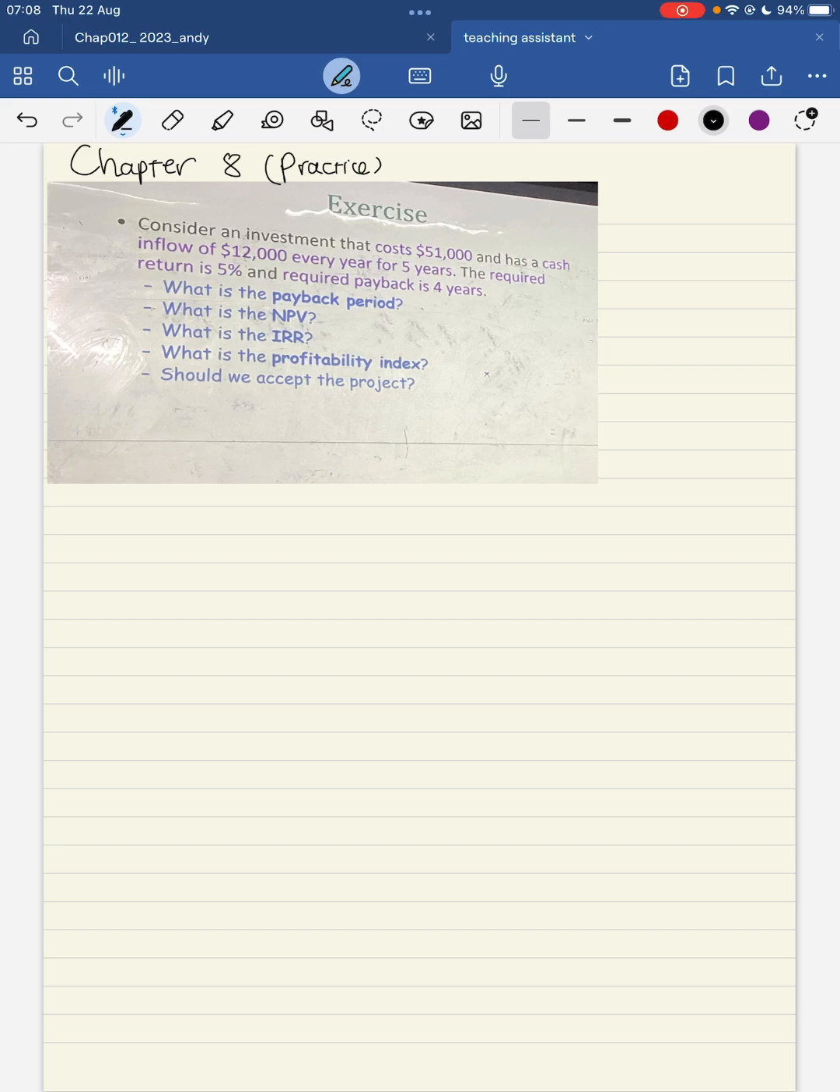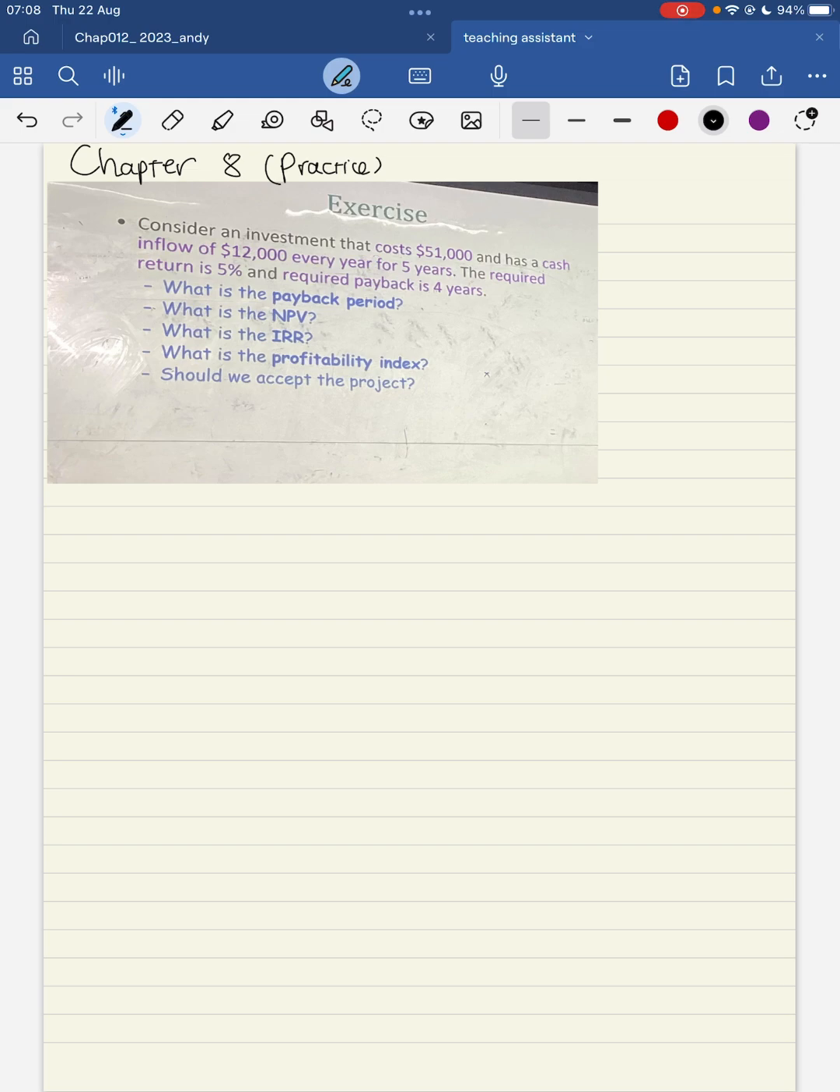Question 1. What is the payback period? Question 2. What is the NPV? Question 3. What is the IRR? Next, we have what is the profitability index? And finally, should we accept or reject the project?